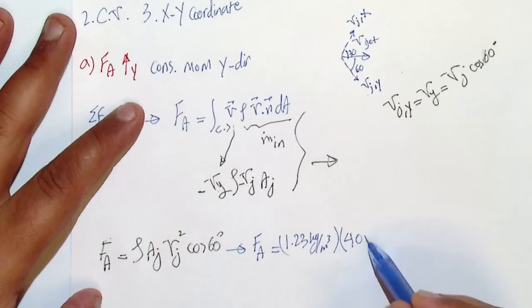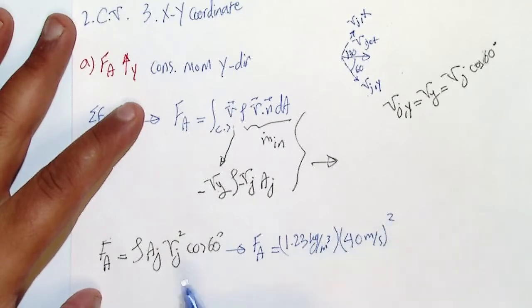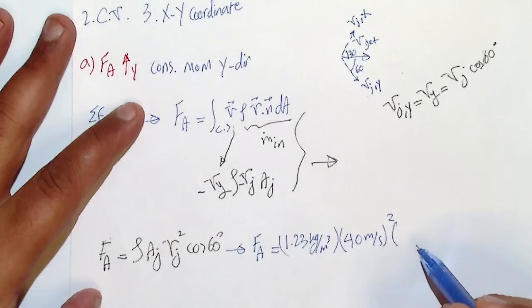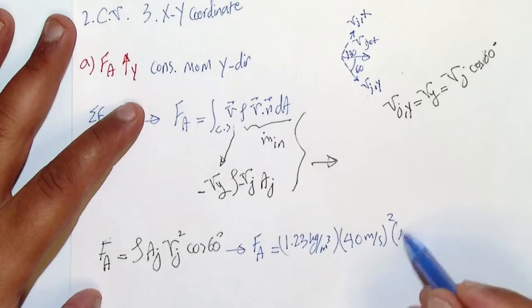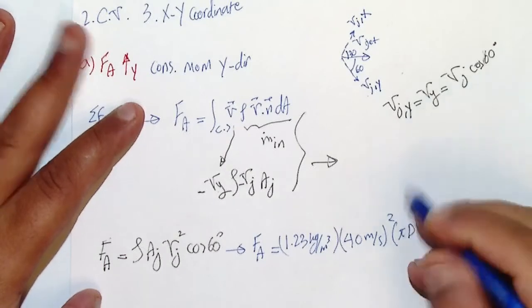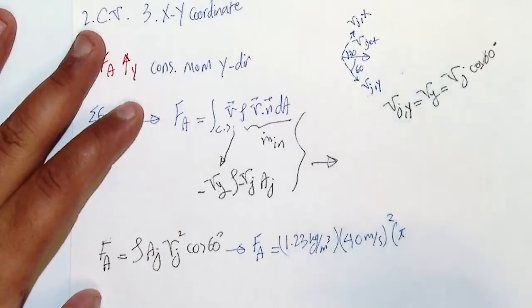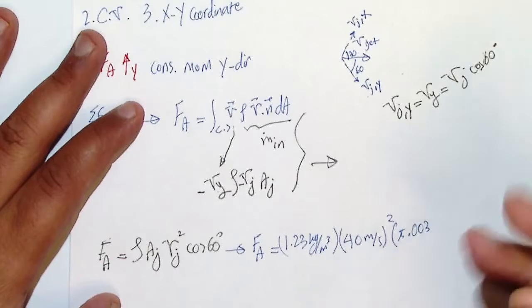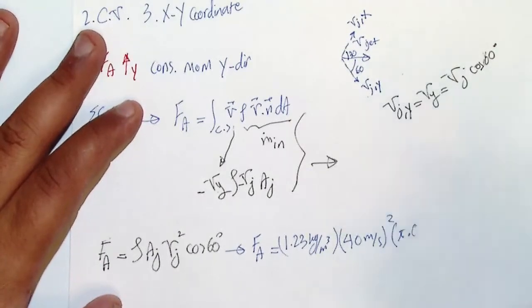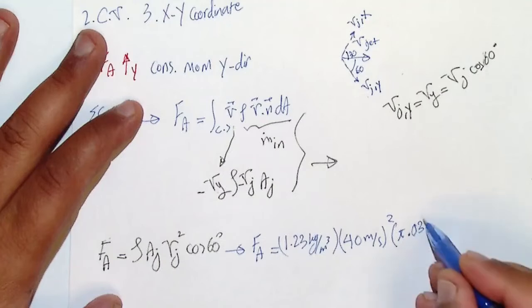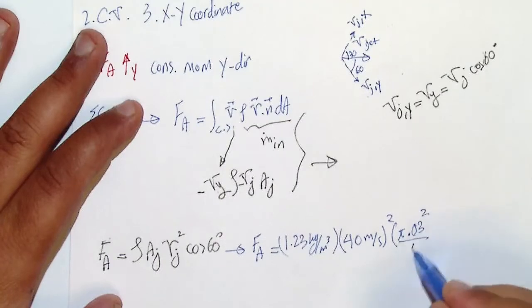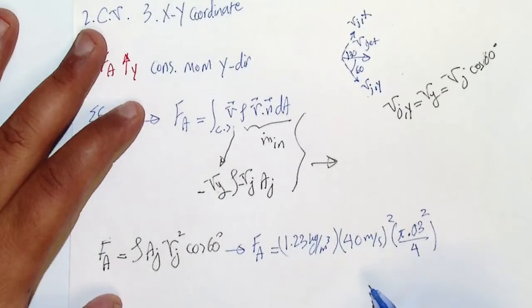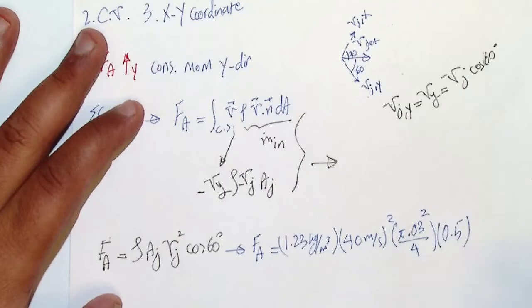Velocity in is 40 meter per second to the power of 2. Aj is pi dj squared over 4, where dj is 30 millimeter, which is 0.03 meter. So 3 over 100, which is 3 centimeter, so it's 0.03 to the power of 2 over 4. And what else? Cosine of 60 is going to be half.